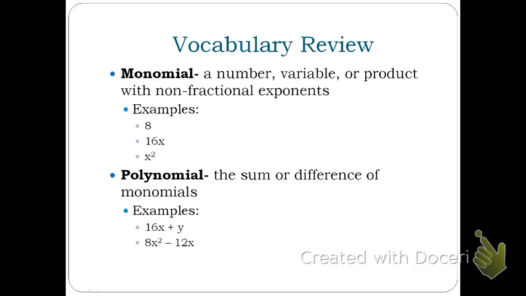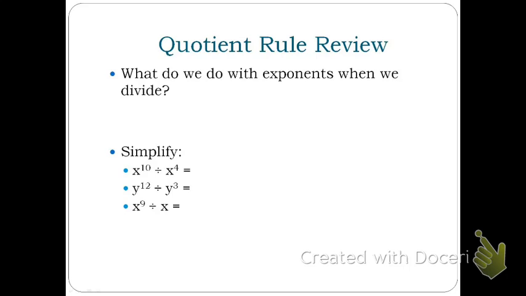If you recall, a monomial is just a one-term expression, where a polynomial is two or more terms, or the sum or difference of monomials. One rule that we will be using when we're factoring is the quotient rule, so this should be a review. Remember that when you divide variables, you will actually subtract their exponents. So what do we do with exponents when we divide? We subtract just their powers.